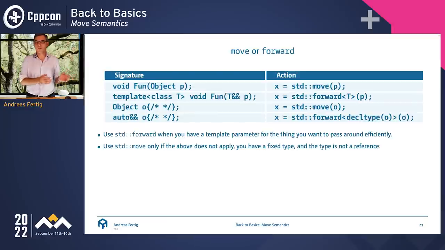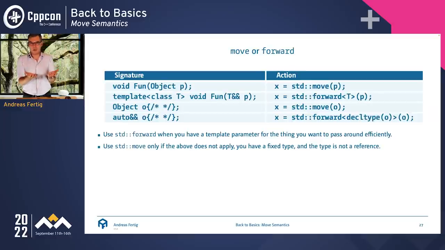You can move it. The same goes if you have auto&& for variable O. Then this time auto means type deduction and I have an auto&&. And that means I'm needing std::forward. Just that this time, because the type is hidden behind the auto, I must use decltype of O to get the type back, which std::forward needs.